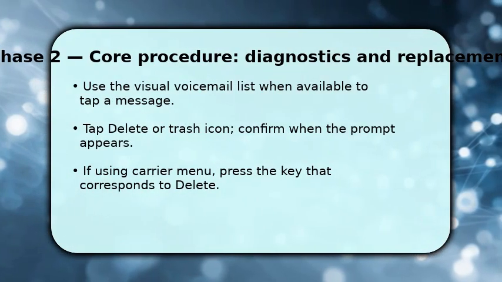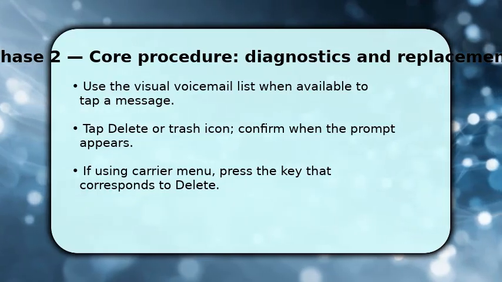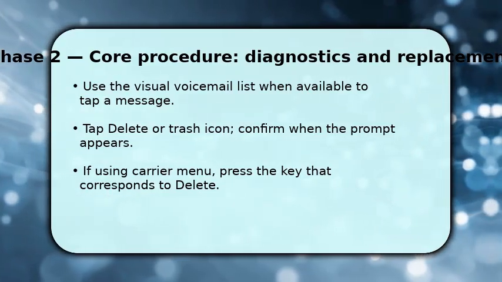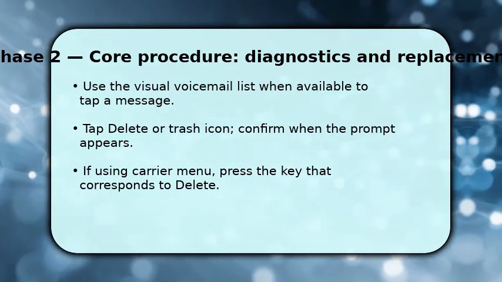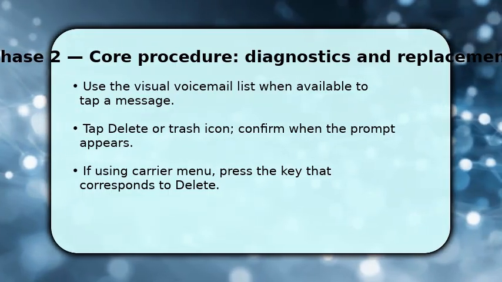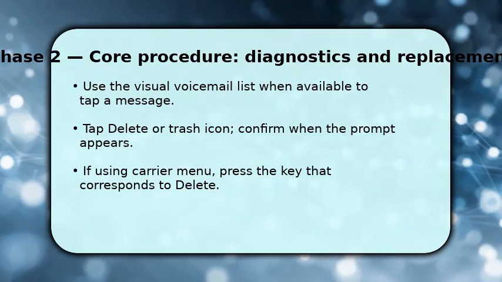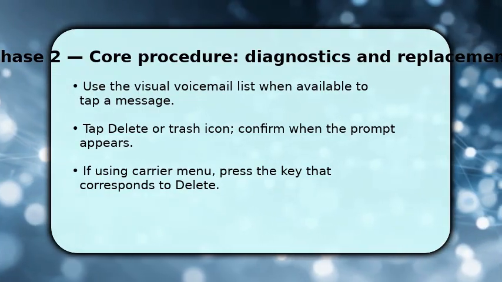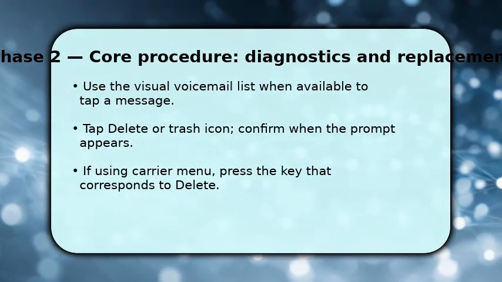With visual voicemail, tap the message to open details, then press the trash or delete button and confirm. This immediately frees space. If you're in the audio menu, listen for the option to delete and press the corresponding keypad number, then confirm when asked.